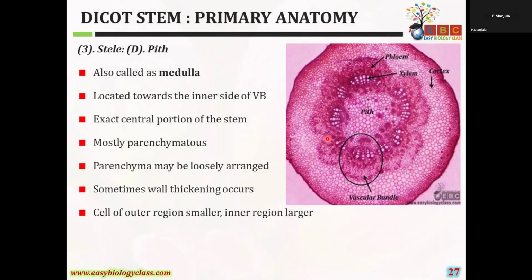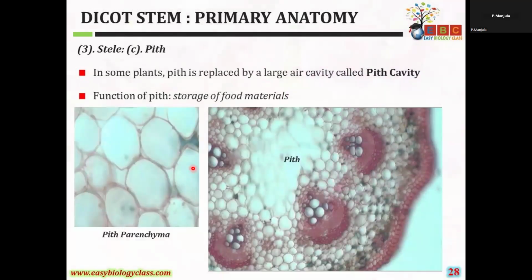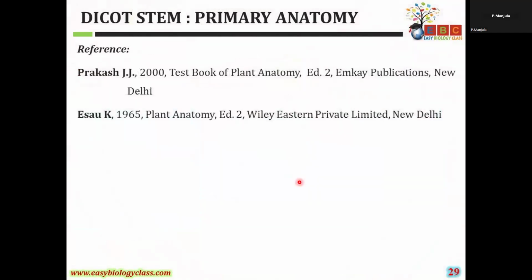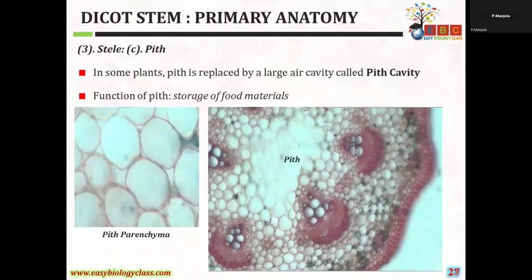It is made up of parenchyma. In some plants, the pith is replaced by a large air cavity called the pith cavity. The function of the pith is the storage of food materials, because it is made up of parenchymatous cells. So this is about the dicot stem.